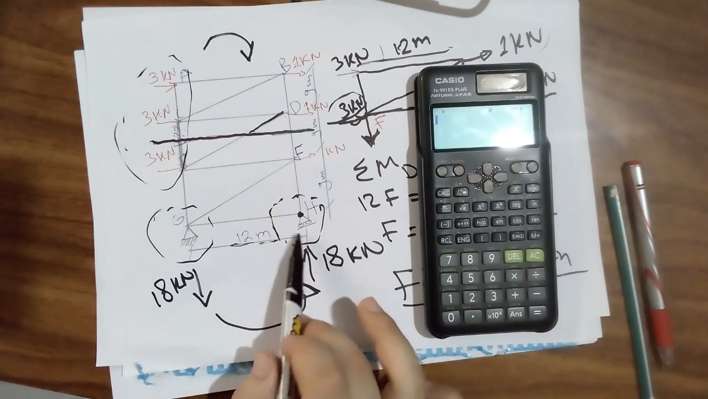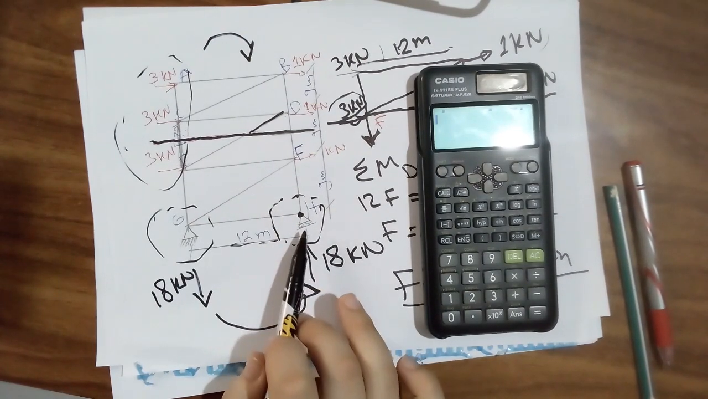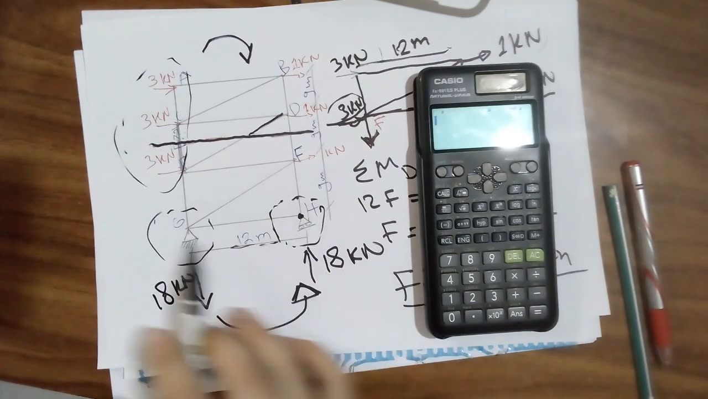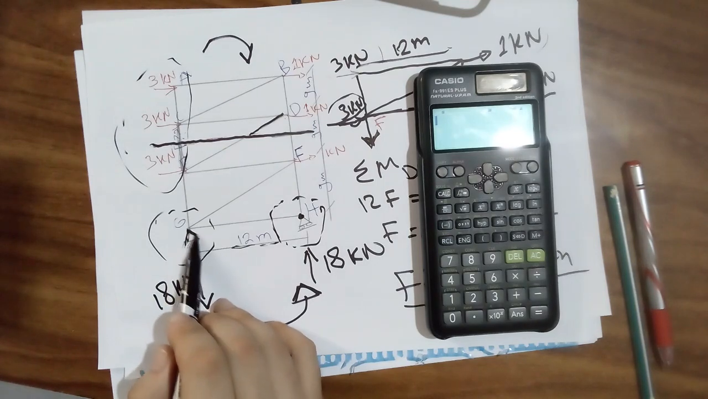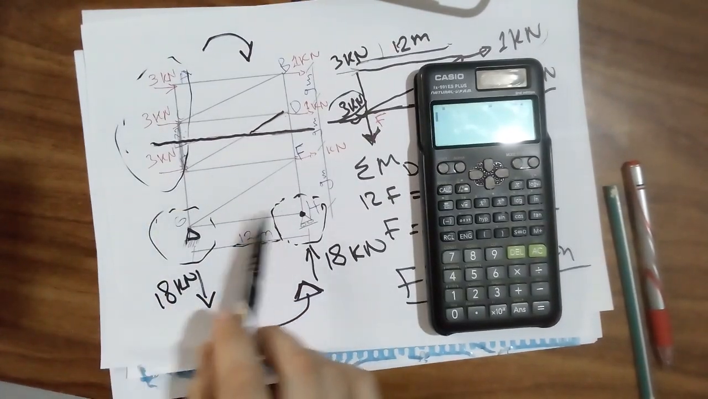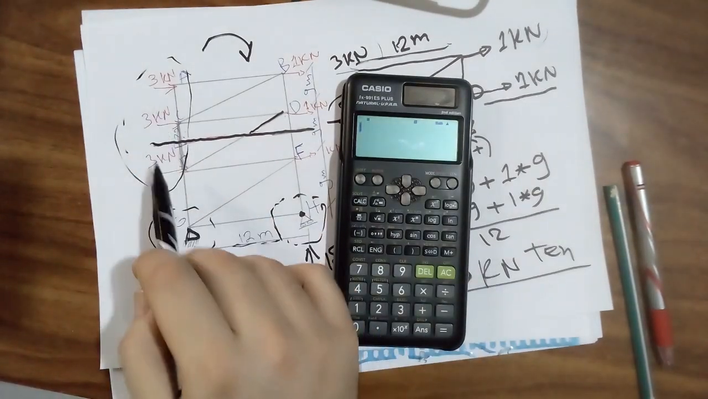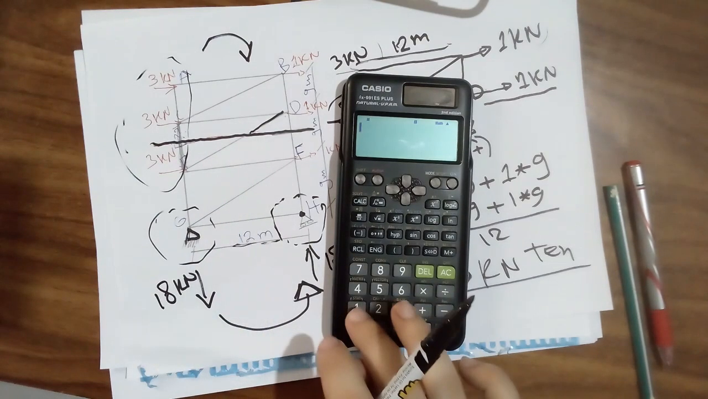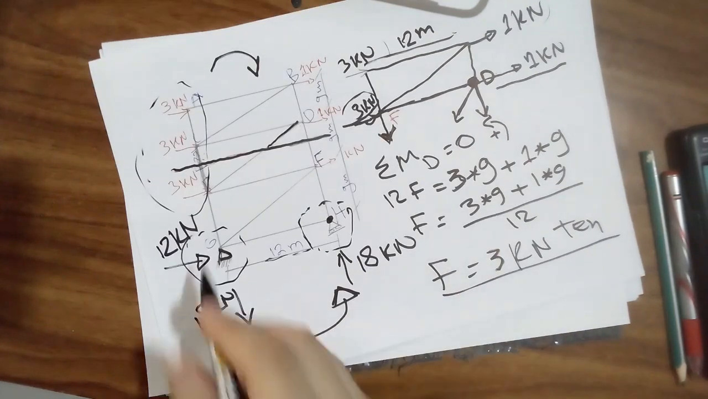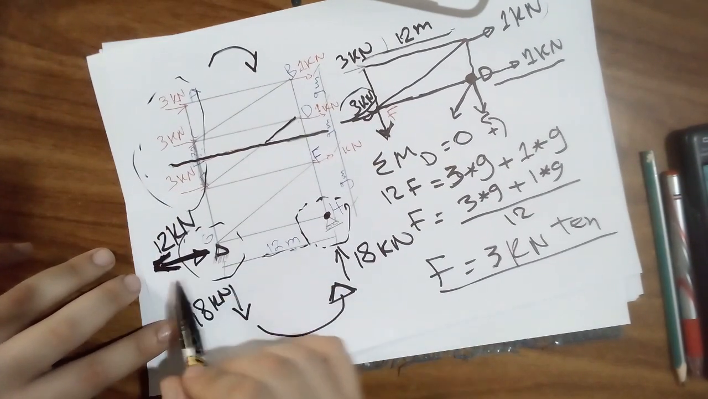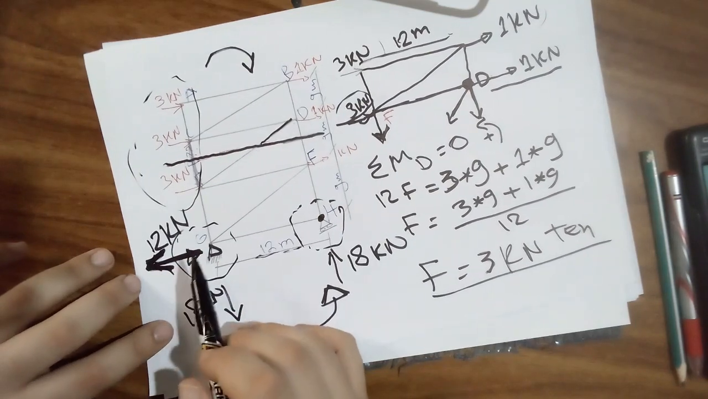For the horizontal reactions, this is a roller, so there is no horizontal reaction at this joint, and only the hinged support takes the horizontal reactions. Summation of forces in x direction equals 0, so 3, 3, 3, 1, 1, 1: 3 times 3 is 9, plus 3 equals 12. So the reaction is 12 kilonewton in the opposite direction of the forces, so it is in this direction.